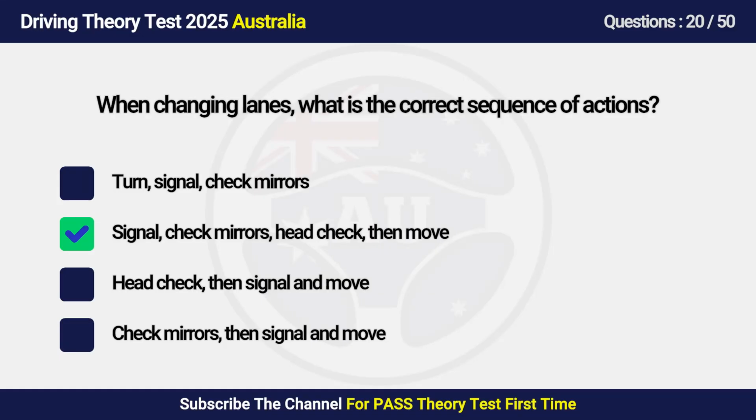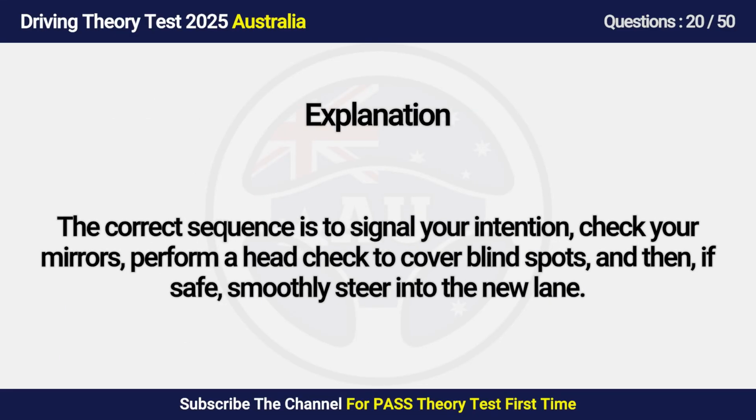Answer is B. Signal, check mirrors, head check, then move. The correct sequence is to signal your intention, check your mirrors, perform a head check to cover blind spots, and then, if safe, smoothly steer into the new lane.